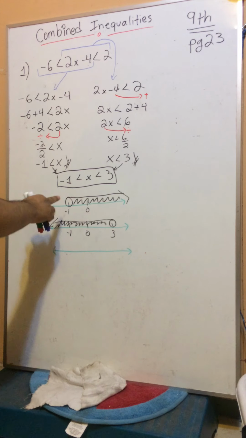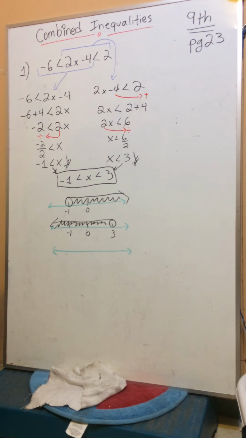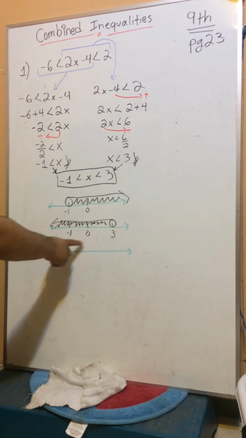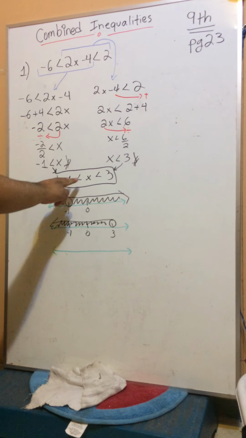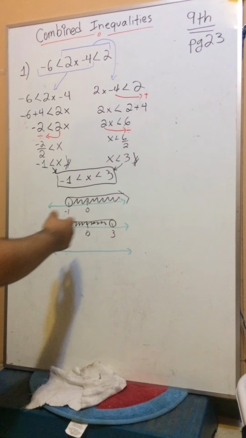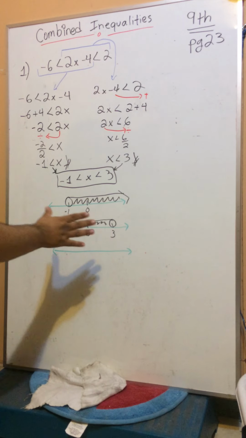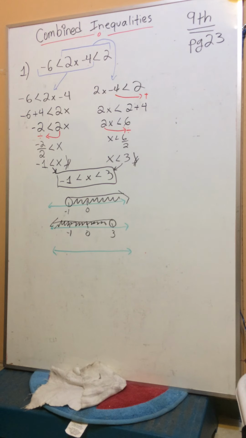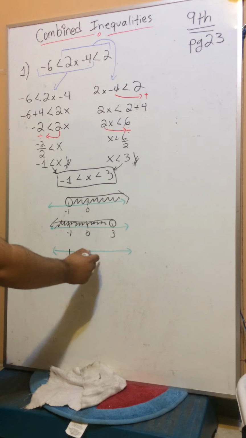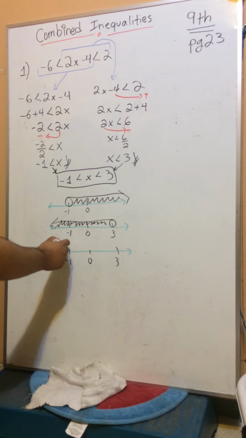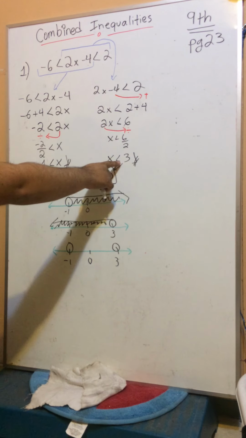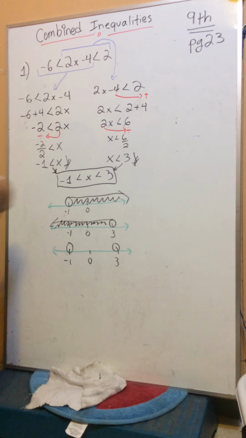Now, if you look at these two number lines, we have certain points where they are similar, here in the middle between minus 1 and 3. When we put them together, we're looking for the numbers that are shared between these two. If we do it separately, we have 0 and we have 3. We graph the points. They are not included, because it's only greater than and less than.